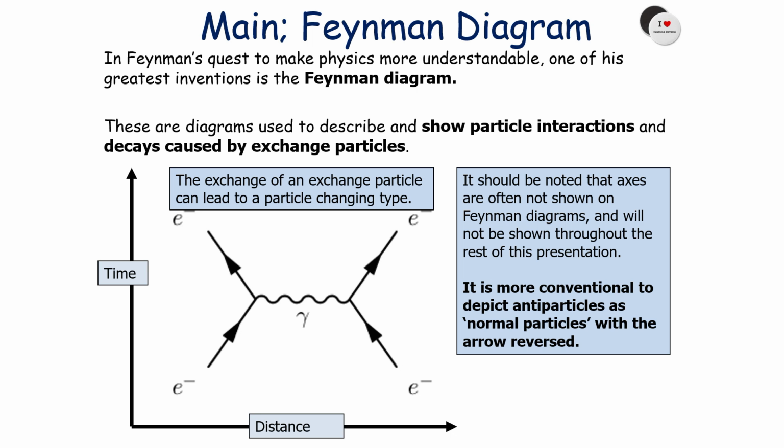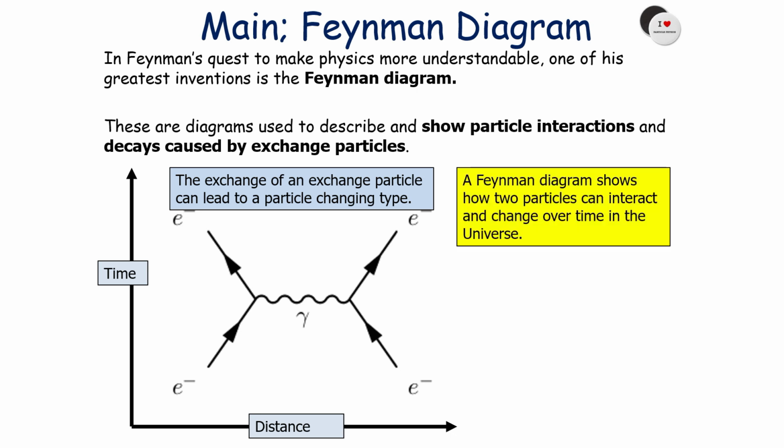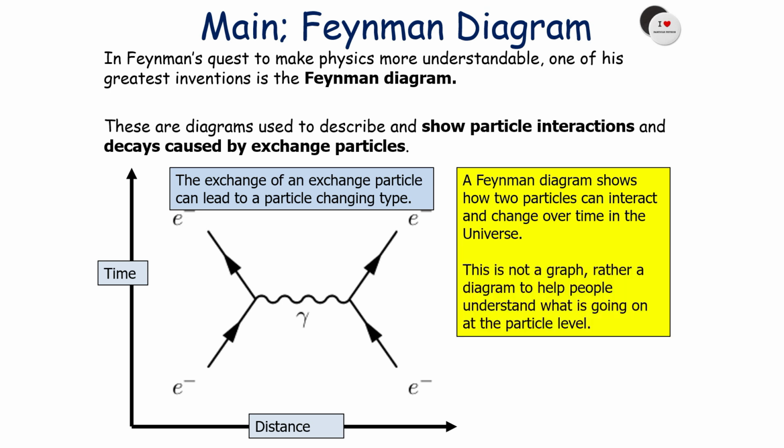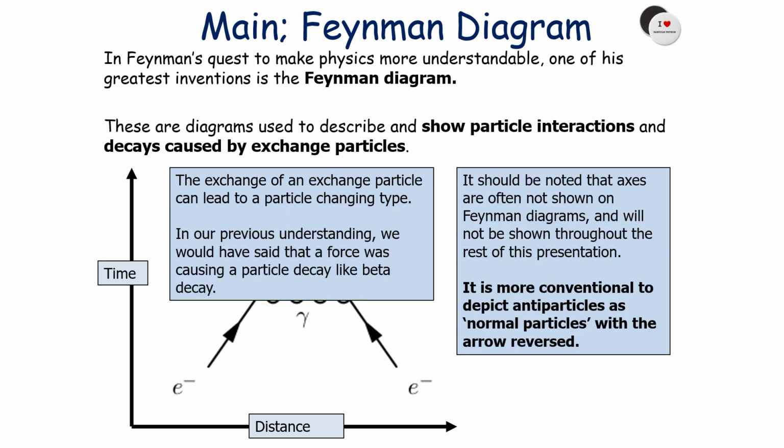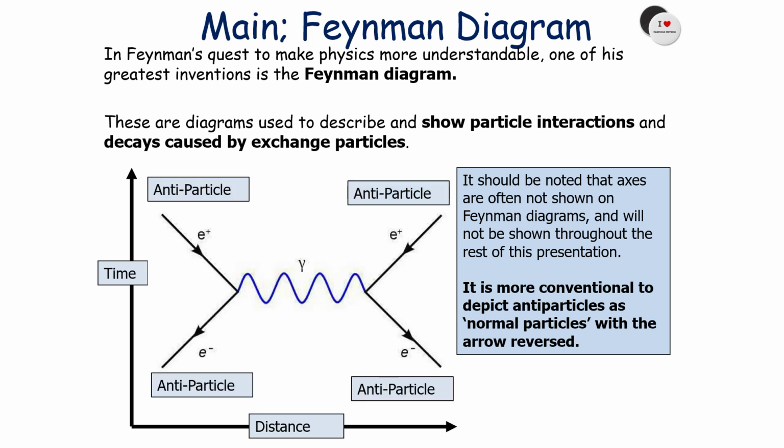Now it should be noted that the axes aren't really shown on Feynman diagrams, but they can show time and distance, and it is actually more conventional to depict antiparticles as normal particles with the arrow of time reversed. So a Feynman diagram can show how two particles interact and change over time in the universe. Now please understand, it's not a graph, it's a diagram to help people understand what's going on at the particle level. So in our previous understanding, we would have said that a force was causing a particle decay, like beta decay. Now here we can look at the actual interaction taking place in certain situations.